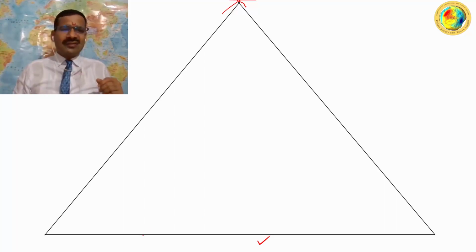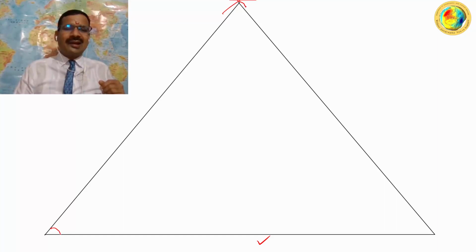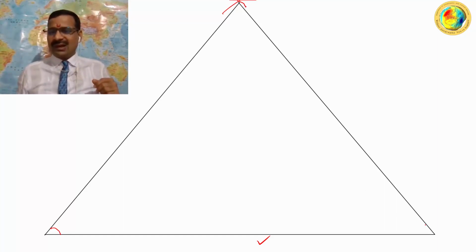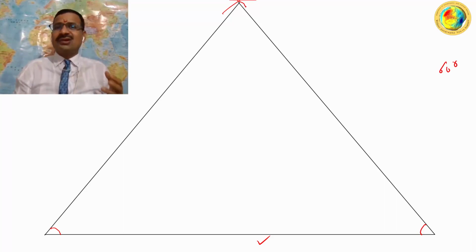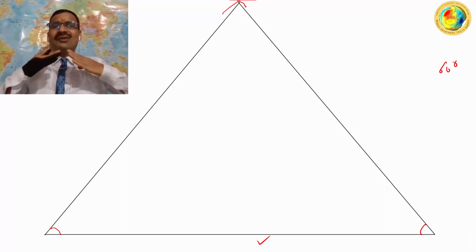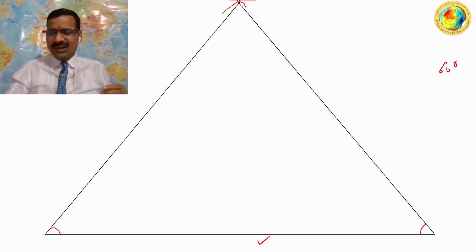Otherwise there is another method: you keep the protractor here and take the angle of 60 degrees. Again at the right side take the angle of 60 degrees, and then join the lines. Automatically the structure for the triangular graph with equal distance will be ready.